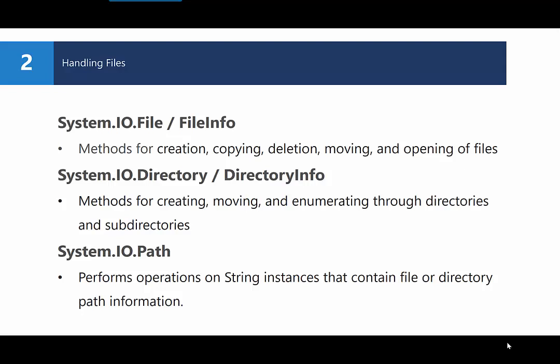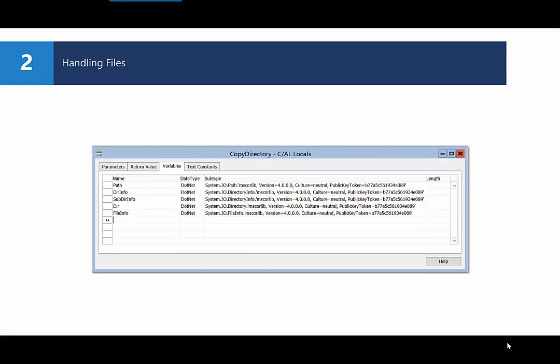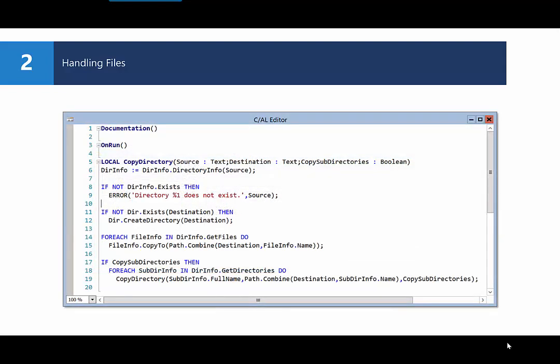So there is a method to combine two strings to create a complete path. And we don't need to worry about a slash in between because the path class handles that for you. Here you see a number of CAL variables defined as system.io classes. As you can see, all classes are again located in the MS-corelib library. This code example uses all types to copy a complete directory including subdirectories.